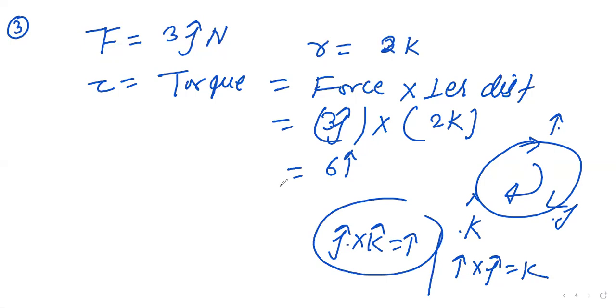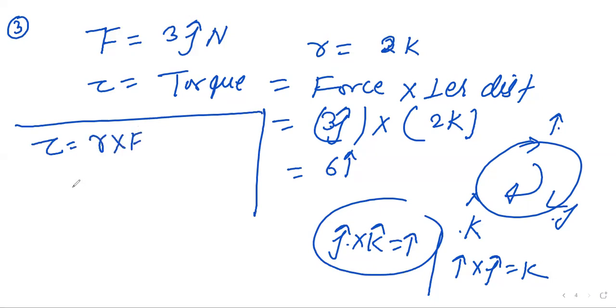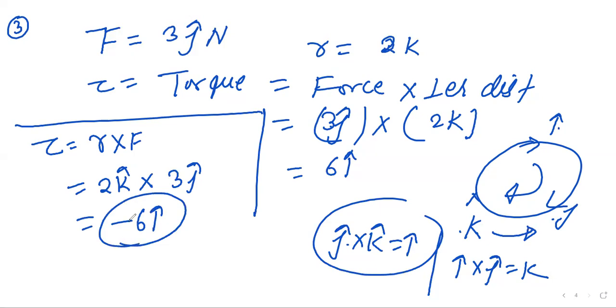And here sometimes torque is given by this formula. If you take torque equal to perpendicular into force, then it is 2k into 3j. So we are moving in the opposite direction, right? So when we move in this opposite direction, your answer will be minus 6i, right? The direction is opposite.